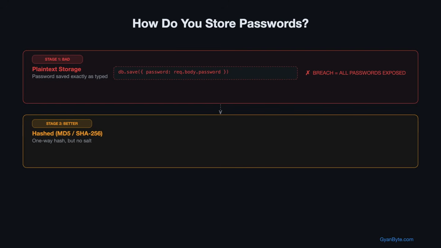Okay, so let's hash it. Developers reach for MD5 or SHA-256. It's better, but attackers have pre-computed rainbow tables. That is billions of hash to password mappings. Your hash gets reversed in seconds. So MD5 of the password looks secure, but it's not.